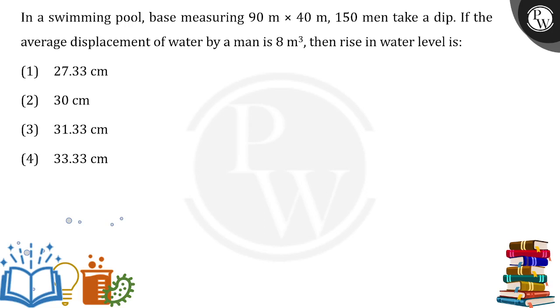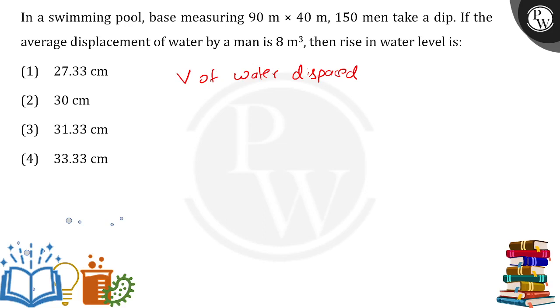So a simple thing to understand, whatever will be the volume of the person, that much volume of the water he would have replaced, right? So first of all, the simple calculation would be to calculate the volume of the water displaced. Now, what should the volume of the water displaced be? We are having over here that the average displacement of the water is 8 meter cube.